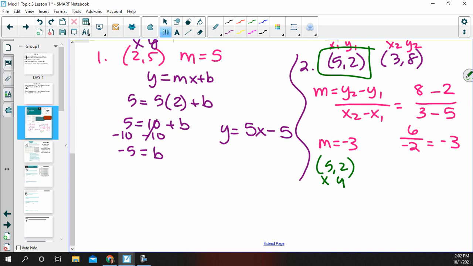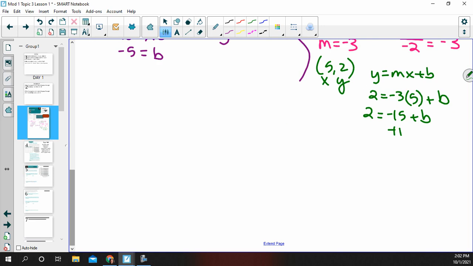So I'm going to put in my x and my y, and fill it in. So my y value is 2, my m is negative 3, my x value is 5, and we're going to solve for b. So negative 3 times 5 is negative 15. To get rid of it, we need to add 15. So I get 17. But again, that's not an equation of a line. So when I go back and rewrite it, I put y equals mx plus b. That is an equation of a line, something I can graph.